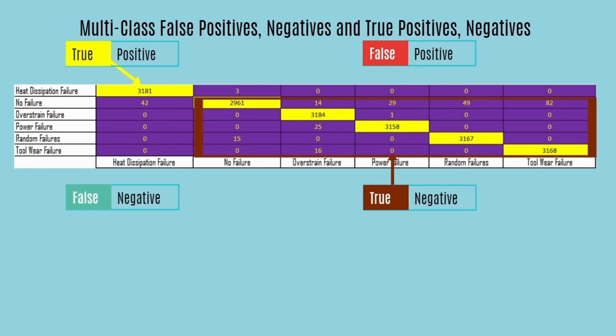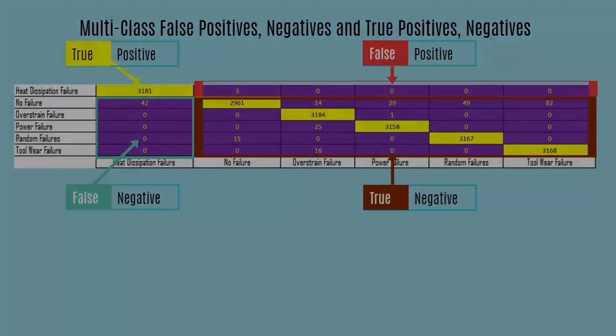All the diagonal values corresponding to each failure type are considered as true positives. The total number of true negatives for a failure type is the sum of the values of all the columns and rows excluding that failure type class's rows and columns. The total number of false positives for a class is the sum of the values of the corresponding rows excluding true positives. The total number of false negatives for a failure type is the sum of the values of the corresponding column excluding true positives.